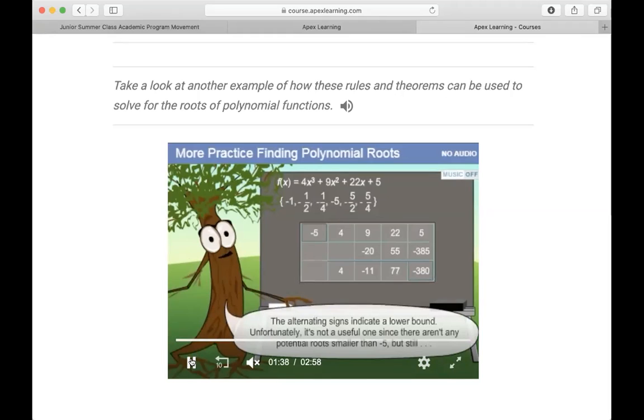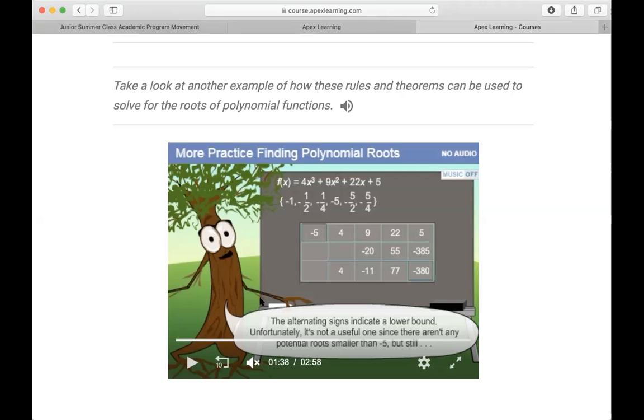Okay. Now, when we plug -5 in, it's not a 0. It's not a perfect root itself. And we have alternating signs. So positive, negative, positive, which means we are at a lower bound. Which means that is as low as we can go. So it's not super helpful, but that means that we don't go any smaller than -5.